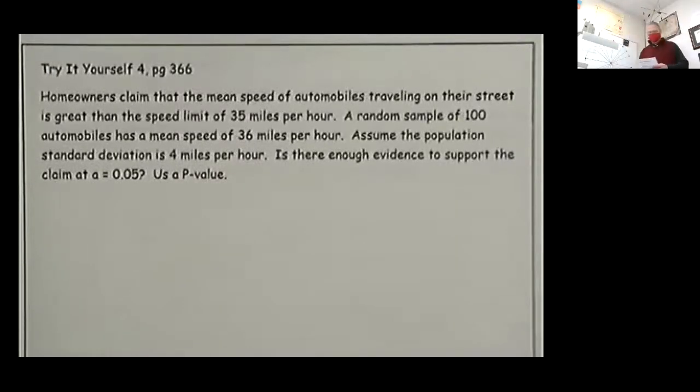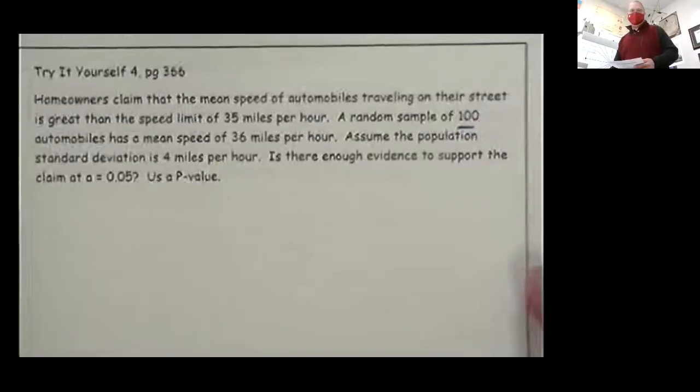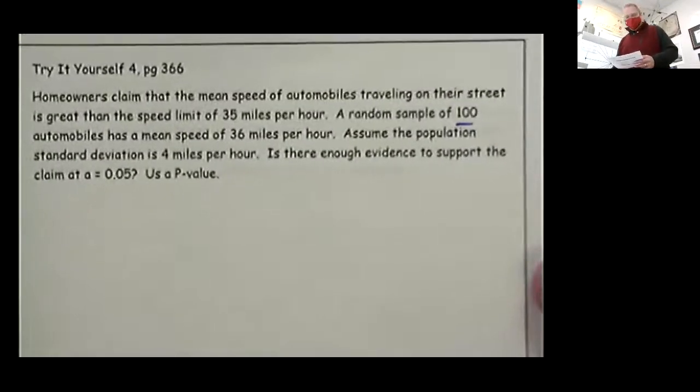Next up, homeowners claim the mean speed of automobiles traveling on their street is greater than the speed limit of 35 miles per hour. If you have little kids that live on the street, you don't want people speeding by because there's a chance for bad accidents to happen. A random sample of 100 automobiles has a mean speed of 36 miles per hour. Assume the population standard deviation is 4 miles per hour. Is there enough evidence to support the claim? I'm not going to number all of these, but I'll definitely talk about them. So first, does the central limit theorem apply? Yes, because there's 100, so that's bigger than 30.